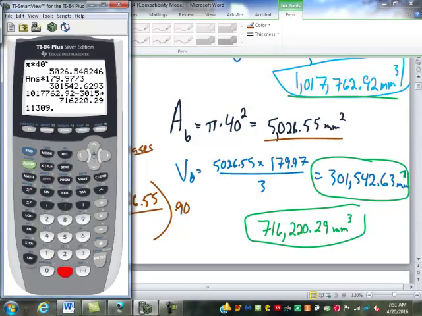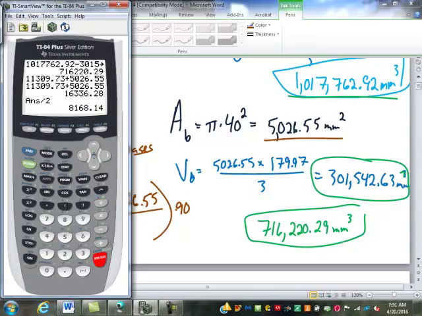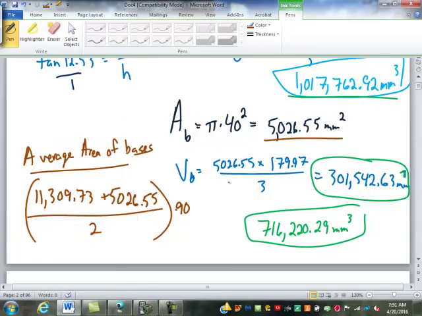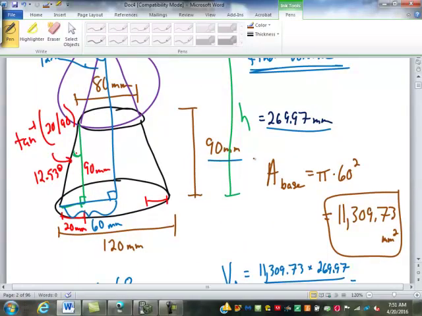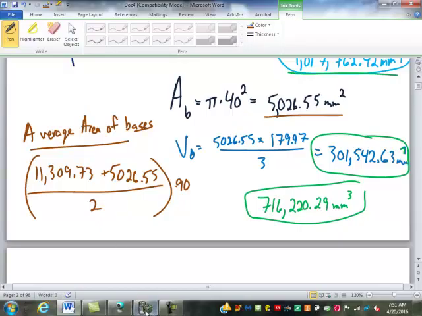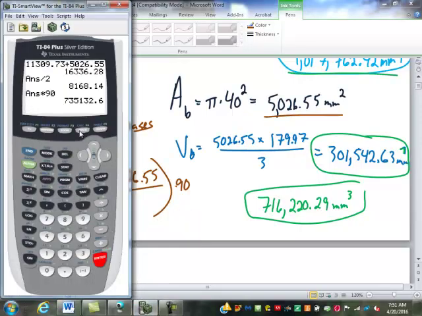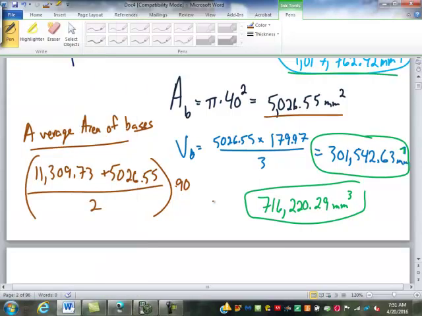11,309.73 plus 5026.55. Now, since I didn't put in parentheses, I have to hit equals before I divide. Divide by 2, then times 90. So I get 735,132.6.